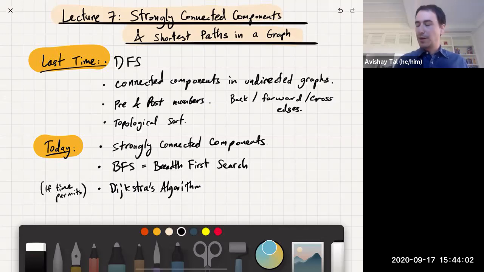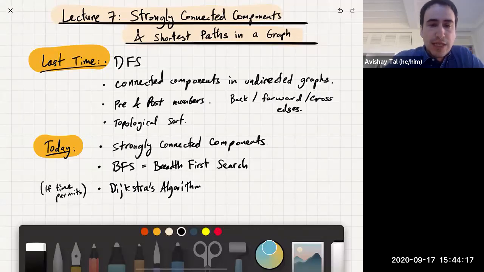Then we talked about the more difficult case, which is directed graphs. And we discussed pre and post numbers. I will recall what they mean in a few slides. But more or less, the pre number is the first time in which a vertex was on the stack, and the post number is the last time where a vertex was on the stack. And we discussed which edges you're going to see in the DFS search tree. We talked about the tree edges, which are the edges that form the tree or the forest. We talked about back edges, forward edges, and cross edges.